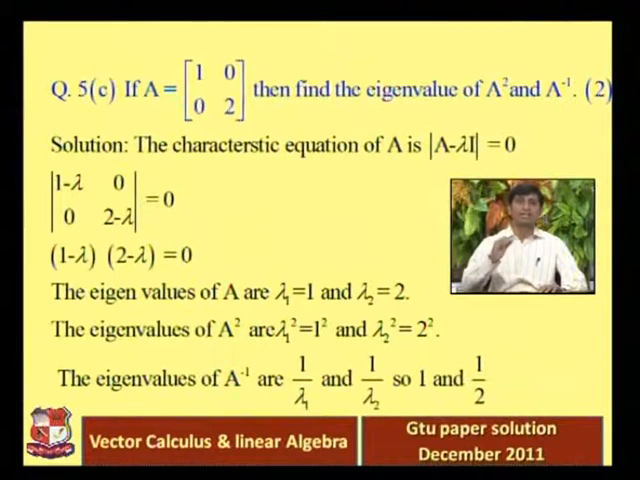Similarly, the eigenvalues of A inverse are 1 upon the eigenvalues of A. So lambda 1 and lambda 2 are the eigenvalues of A, so the eigenvalues of A inverse are 1 upon lambda 1 and 1 upon lambda 2. So 1 and 1 by 2. So here we complete this question, and this question carries 2 marks.